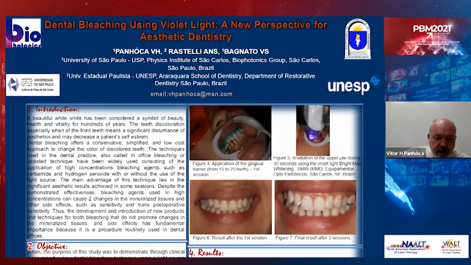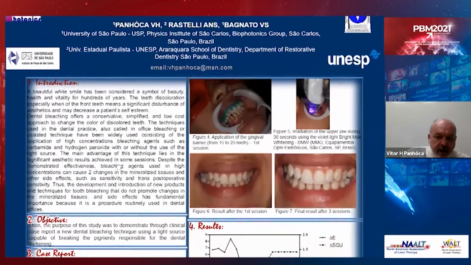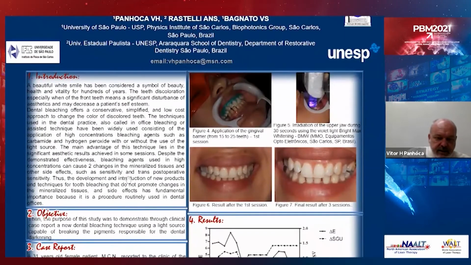The techniques used in the dental practice, also called in-office bleaching or assisted technique, have been widely used, consisting of the application of high concentration bleaching agents such as carbamide and hydrogen peroxide, without the use of a light source. The main advantage of this technique lies in the significant aesthetic results achieved in some sessions.